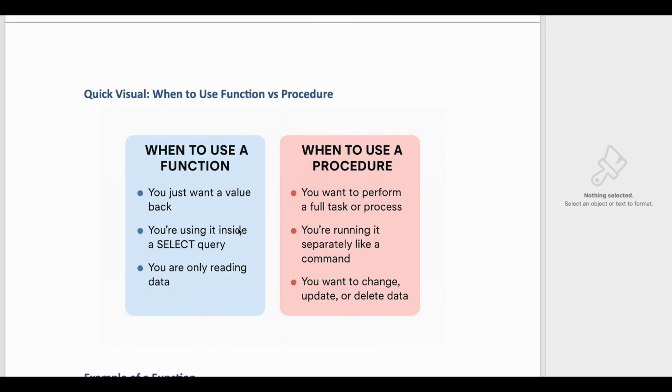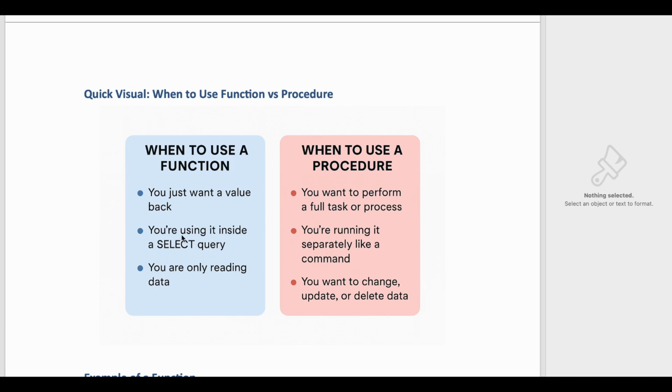So to give a brief overview, when should you be using a function? When you just want a value back. When you are sending a value to a function as date time and you want the output as date, just date. So you just want a value back. But in case of procedures, you want to perform a full task or process, like a job.